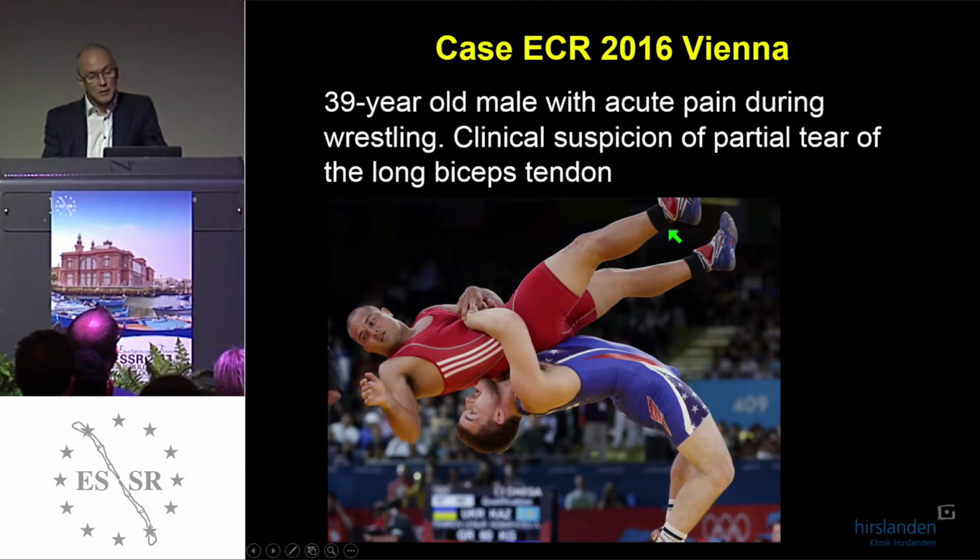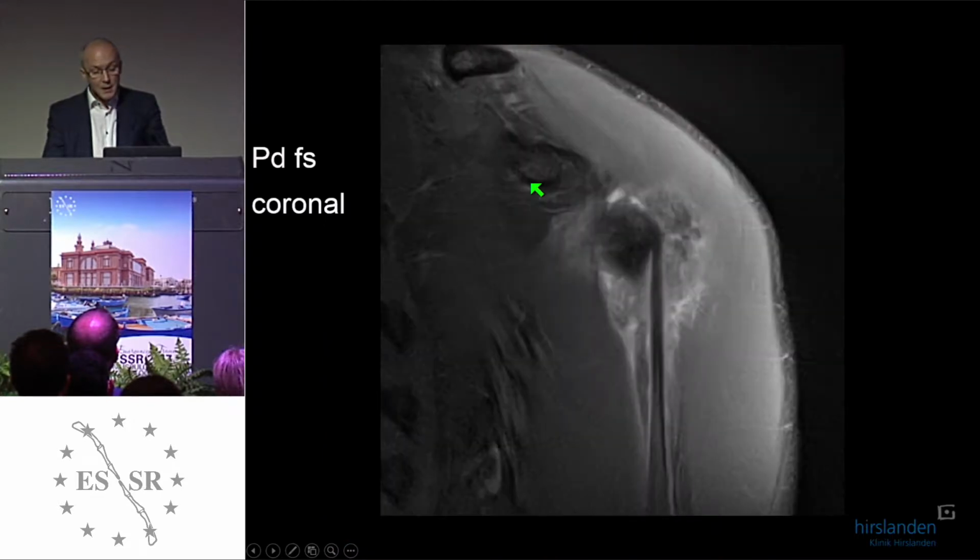I would like to demonstrate a case which I've shown at this meeting at the ESSR in Vienna. It also demonstrates the difficulties with this diagnosis. A 39-year-old male, wrestling, a classical patient history, with clinical suspicion of a partial tear of the long biceps tendon. So the patient does not always come in with the diagnosis as shown before. And this is the standard MR in a proton density coronal view.